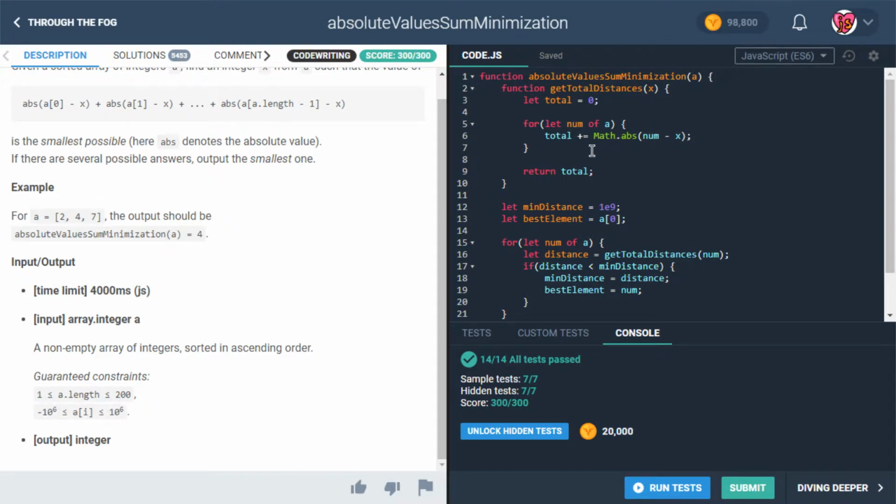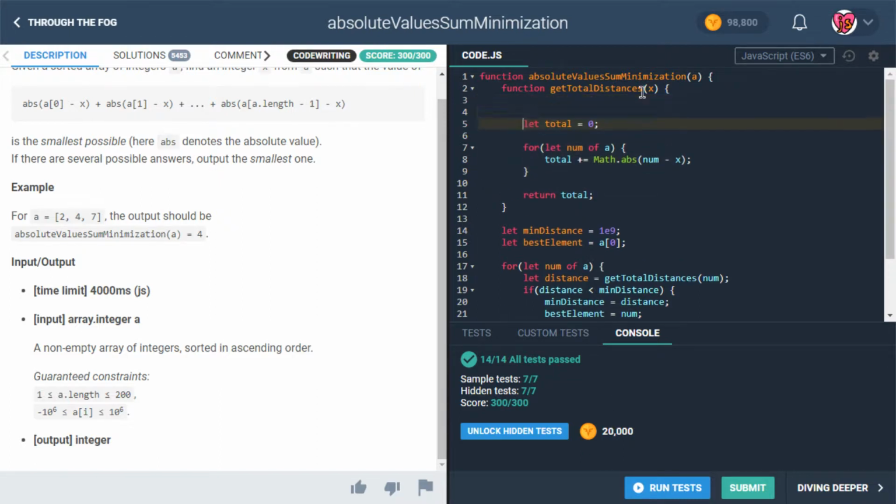But before we do, in case you're a big fan of these built-in array functions, this functional programming style, let's change this a bit. So basically, instead of having a loop and going through the total like that, we'll just say return, and we're going to use a map and a reduce here.